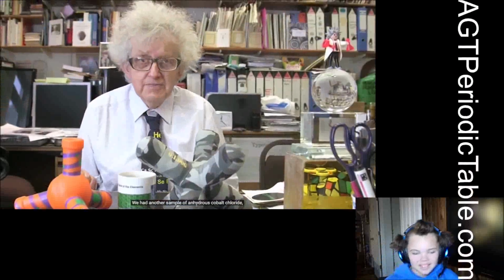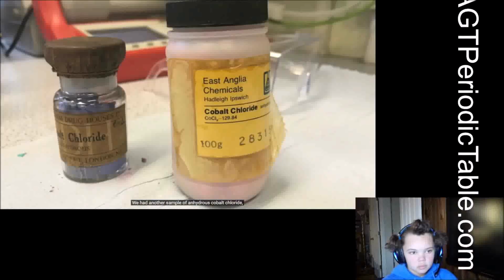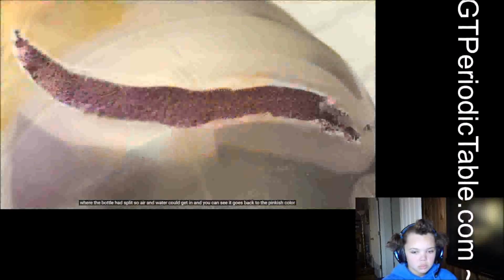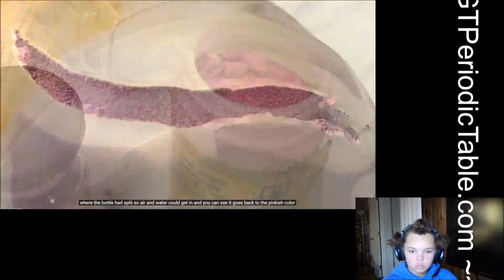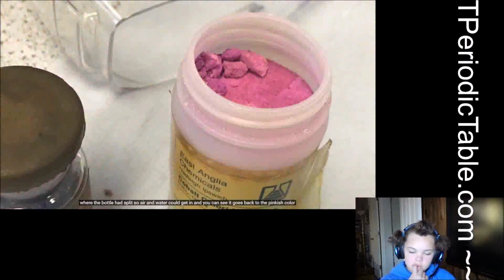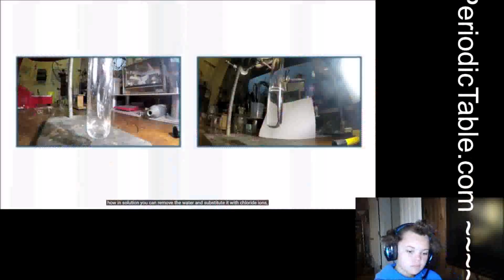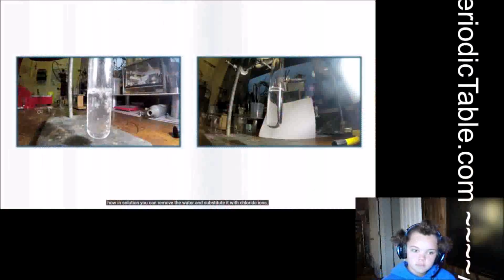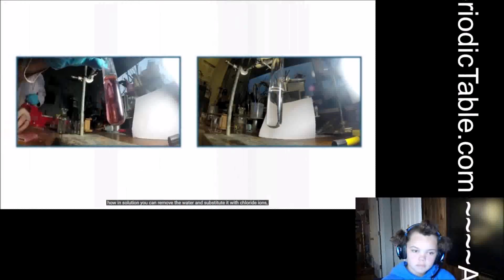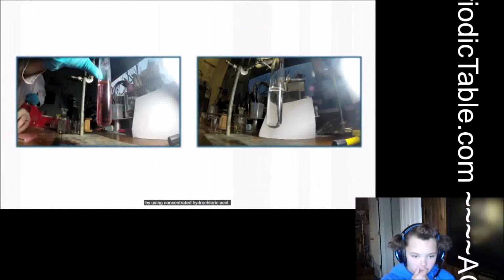We had another sample of anhydrous cobalt chloride where the bottle had split, so air and water could get in, and you can see it goes back to the pinkish colour. So we've got 2 demonstrations for you. The first one is to demonstrate how in solution you can remove the water and substitute it with chloride ions by using concentrated hydrochloric acid.